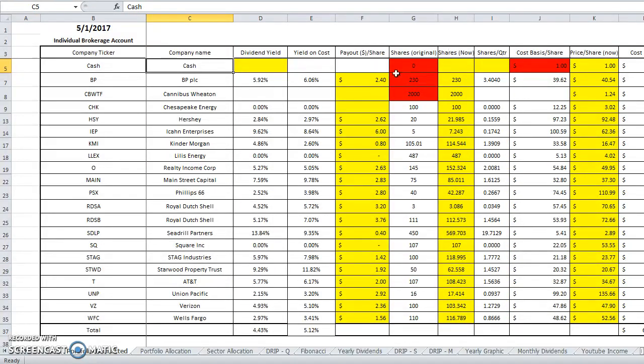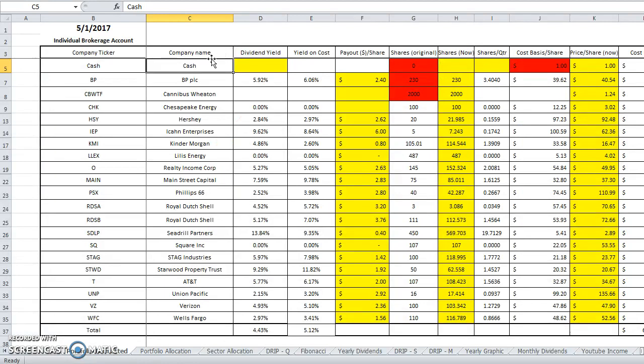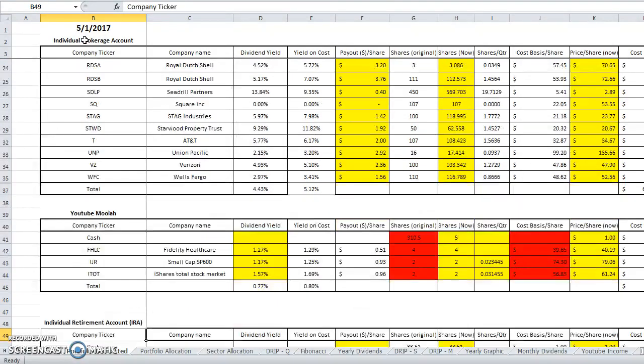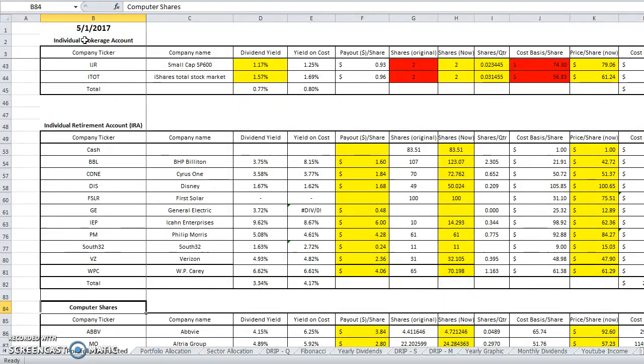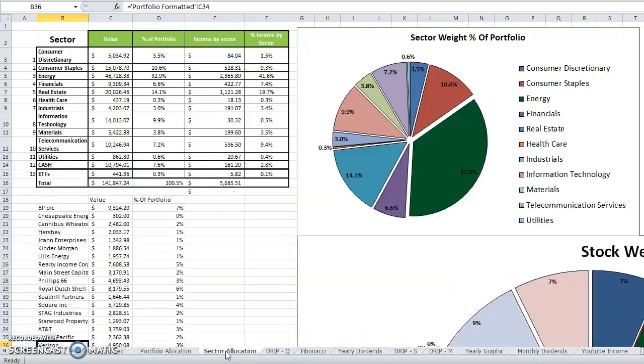So I guess going back to that, so you have basically all your shares, your yield on cost, all that, and then that really feeds into your portfolio allocation. So I have my individual brokerage account, my individual retirement account, my YouTube money account, the money I made from YouTube, I invest that. I have some videos on that if you look in the upper right hand corner. Computershare account, and so all that kind of feeds into this larger allocation. So you see that 38% of my money is in my 401k, and the rest is distributed through my IRA or mostly my individual brokerage account, but then I have some of my Computershare.